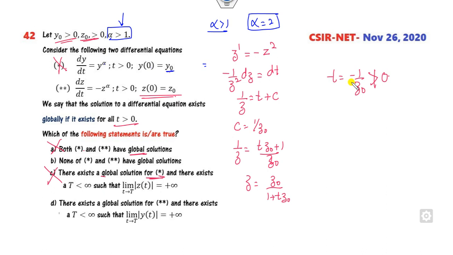So once the solution exists, it means it has a global solution. So that means double star has a global solution. None of them, this is cancelled out. So there exists a global solution, yes.